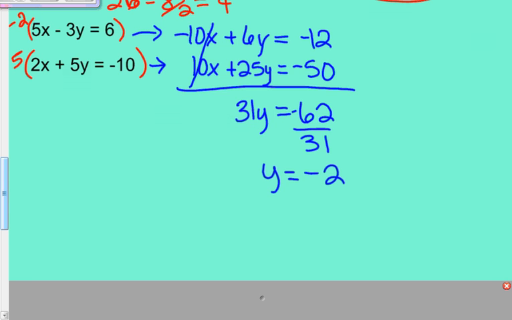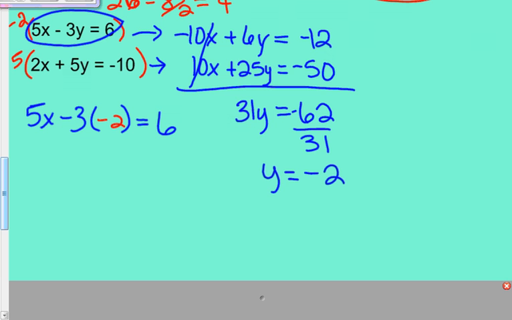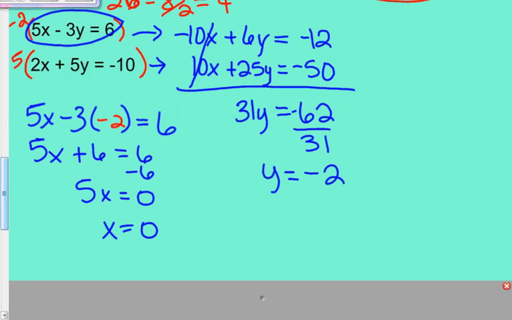I'm going to plug y in my original equation. I'll use the top one again. So it's 5x minus 3 times y, and y is negative 2, so it's 5x plus 6 equals 6. Subtract my 6 away, I'll have 5x equals 0. So that's easy. X is 0. So our ordered pair is (0, -2).